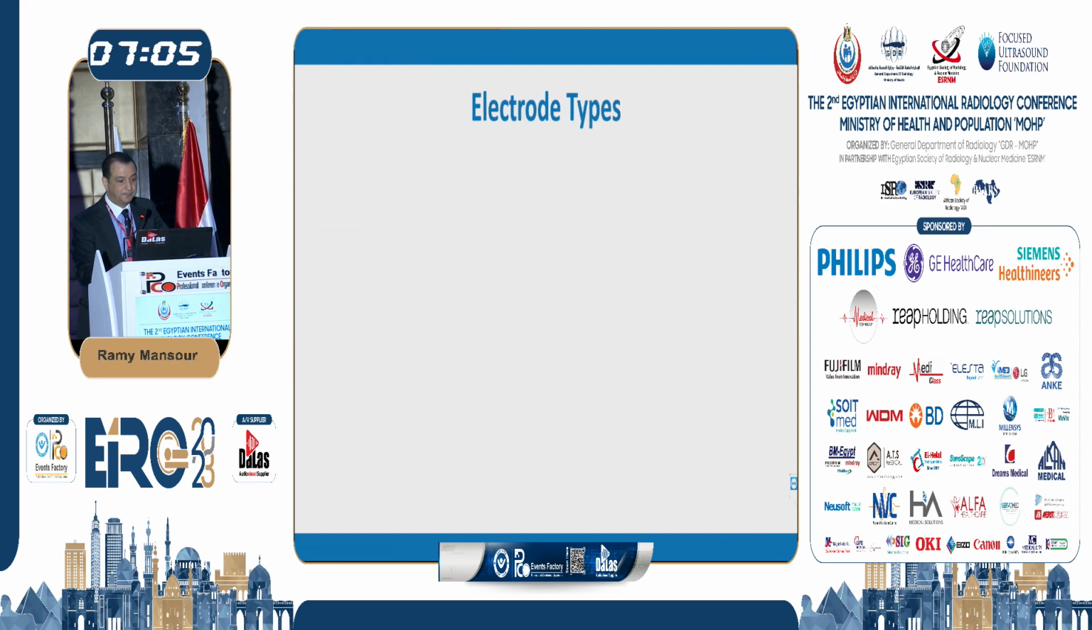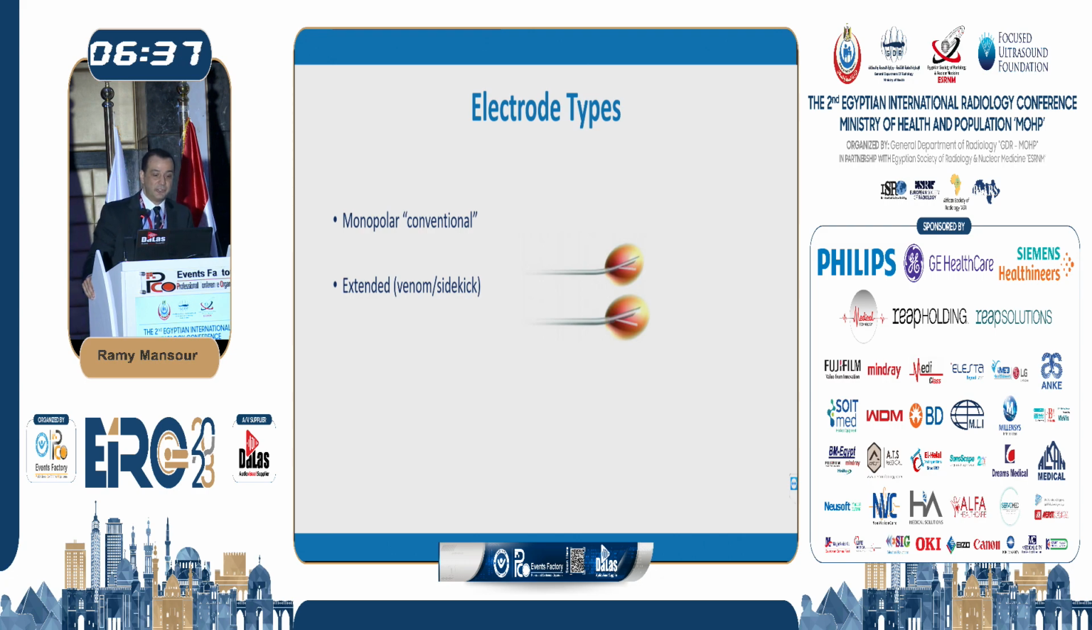Sorry, I'll go back. What makes things more complicated, if you work in a place that has the ability to procure whatever type of needle you want, is that you will notice there are different types of needles available in the industry. There is monopolar, and you can see there is straight, curved, blunt, and one we call the extended radiofrequency. Depending on the manufacturer, they can call it Venom or Sidekick. If you're using Stryker, they call it Venom. If you're using Boston Scientific, it's the Sidekick.